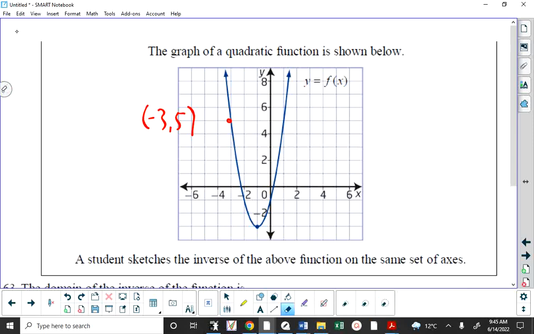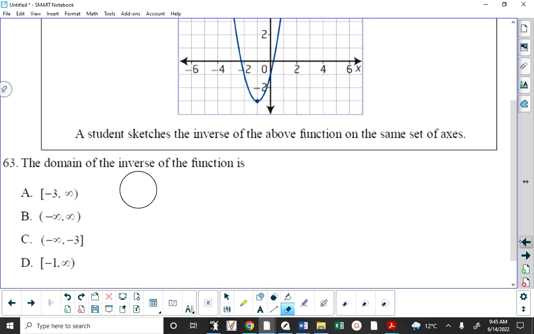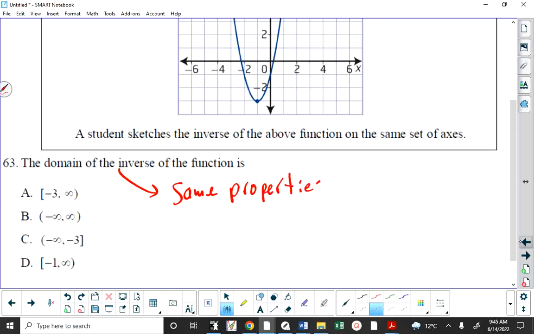If you switch x and y, then the properties of x on the original become the properties of y on the inverse, and vice versa. In other words, the domain of the inverse has the same properties of the range of the original. The range of this you can see is y is greater than or equal to -3.